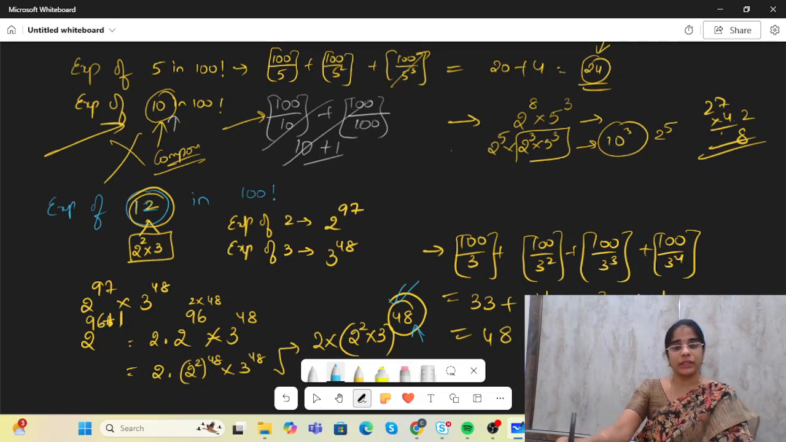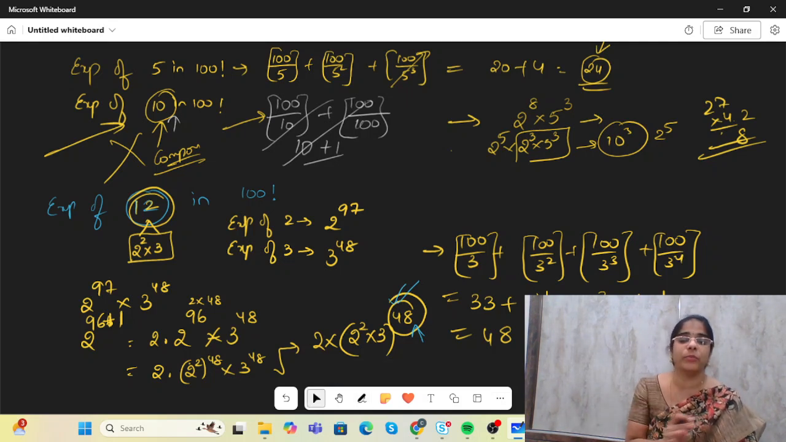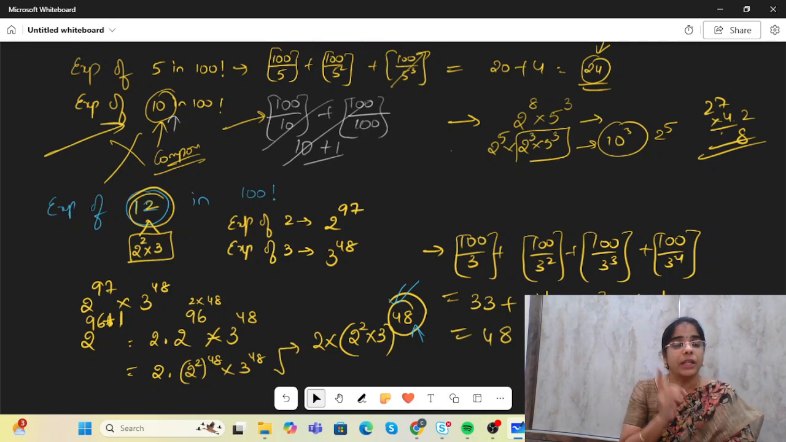So you need to gently get it to that form. For 12, you have to split it into prime powers and then manage it very carefully. 2 square is 4, 4 into 3. Even in your answer, you are supposed to get it to that form and bring it out. Okay, now do it very carefully. These models are very, very important.